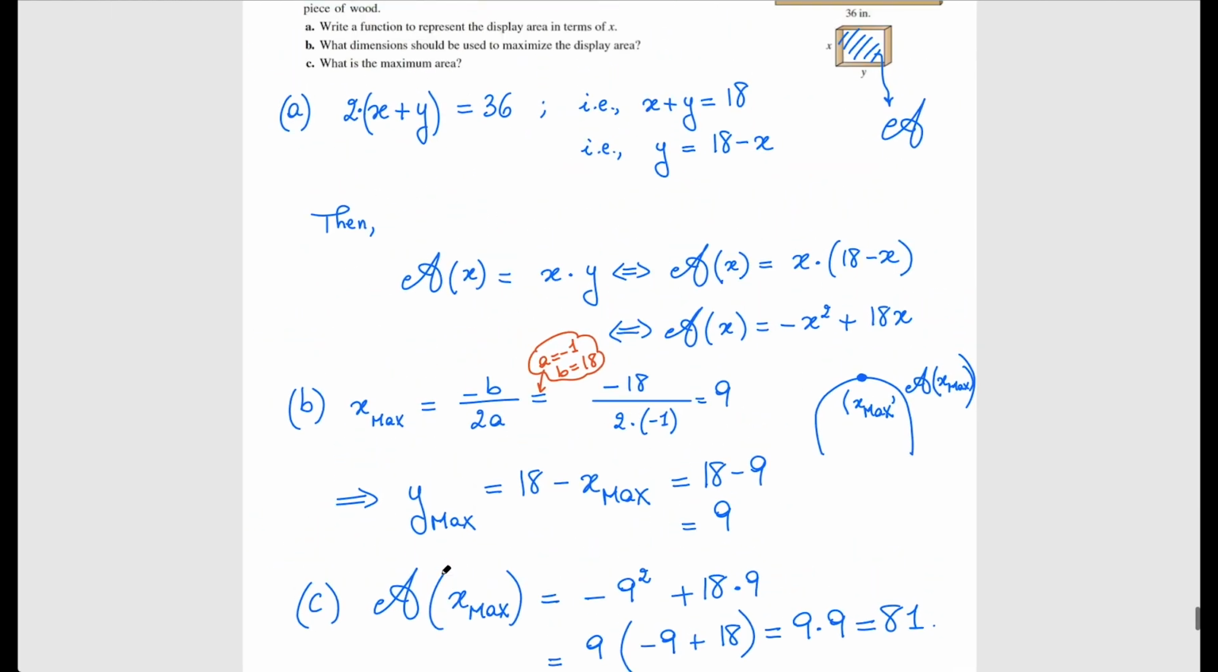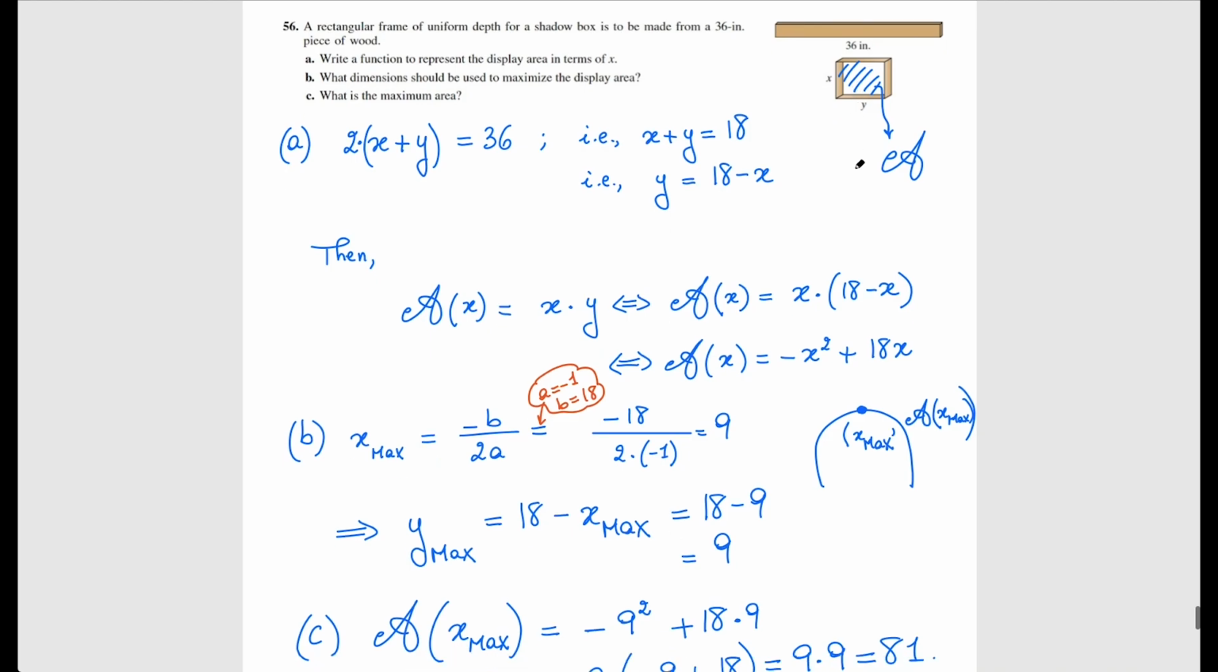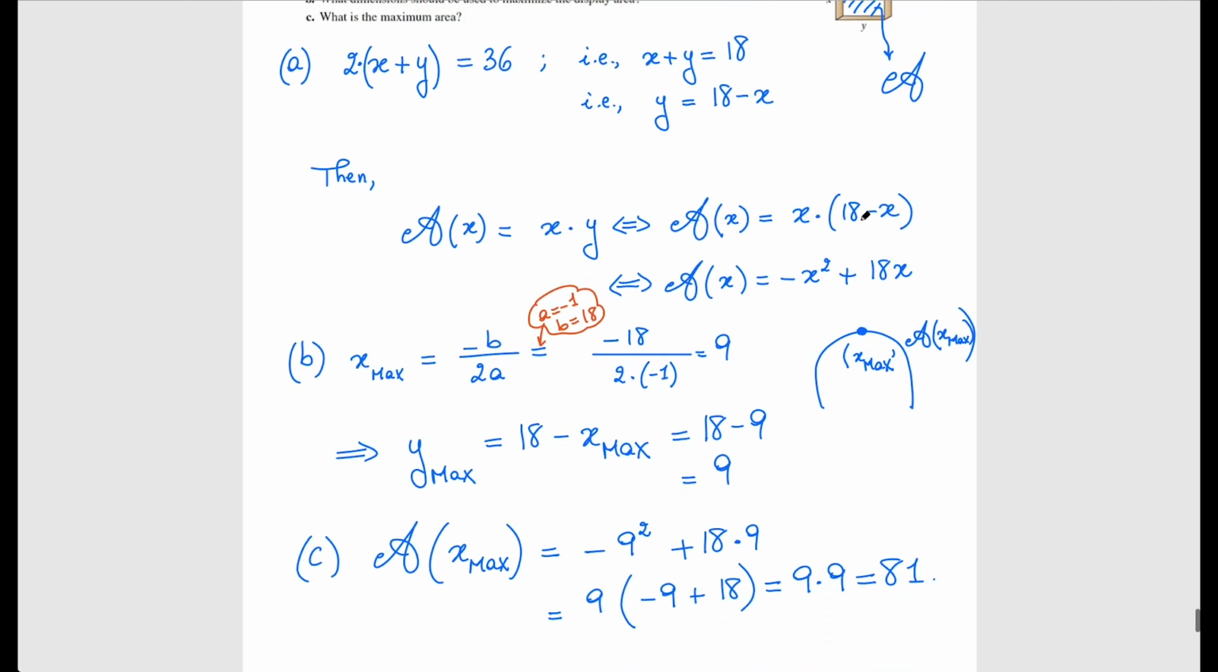And that's the largest area that you can get in the context. Okay? So let's respect the units. This is in inches. This is in inches. Right? And this is in inches squared, right? Okay. All right. So that completes the current section.